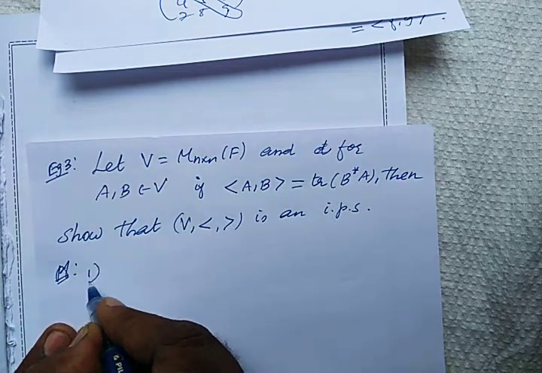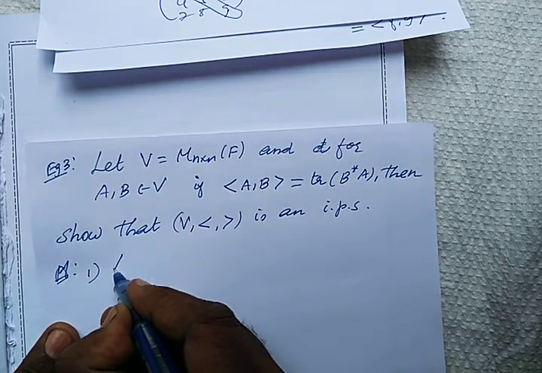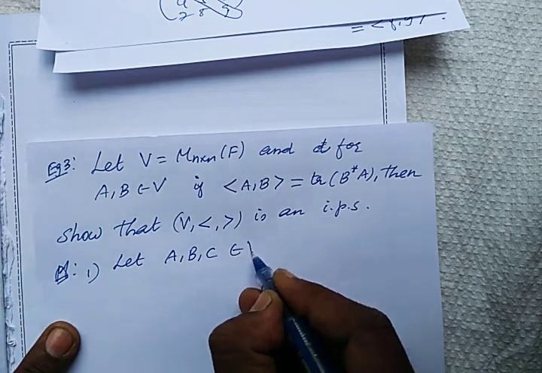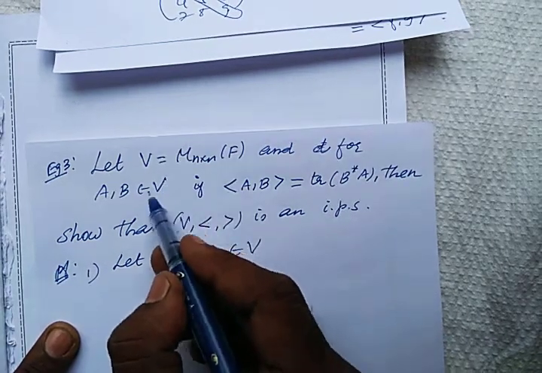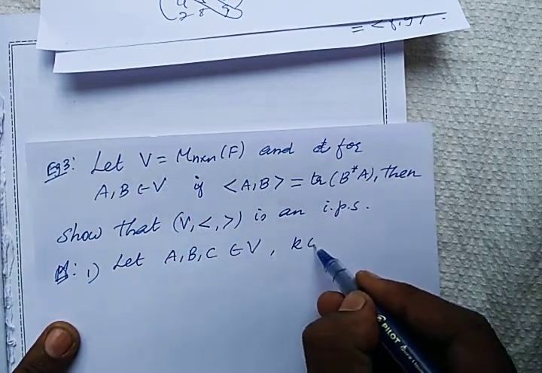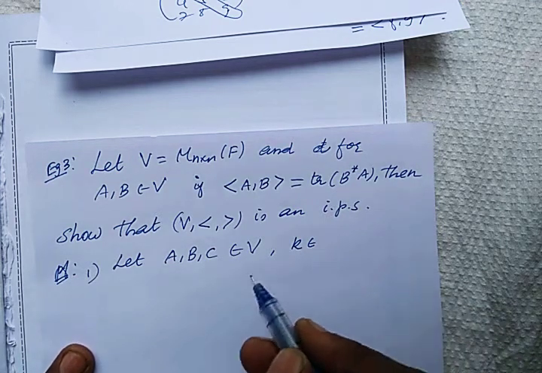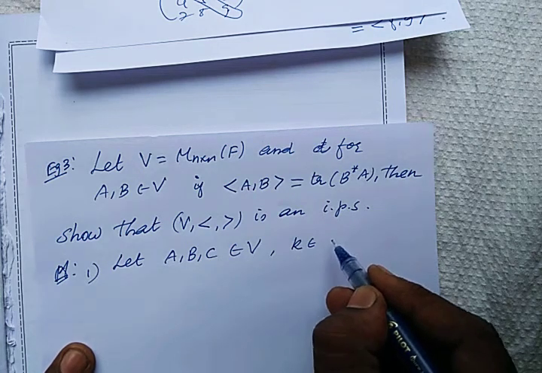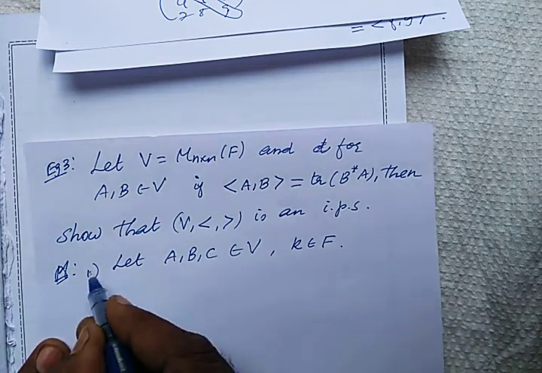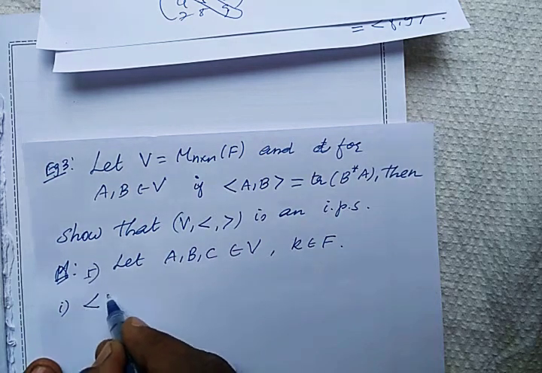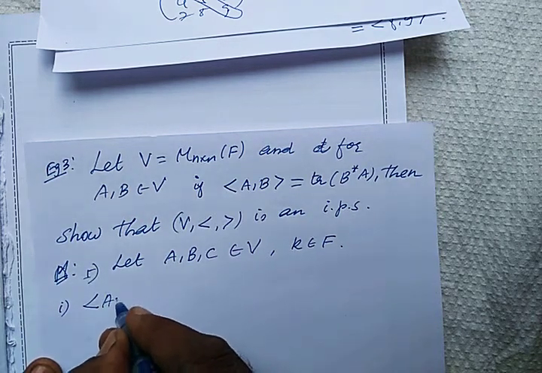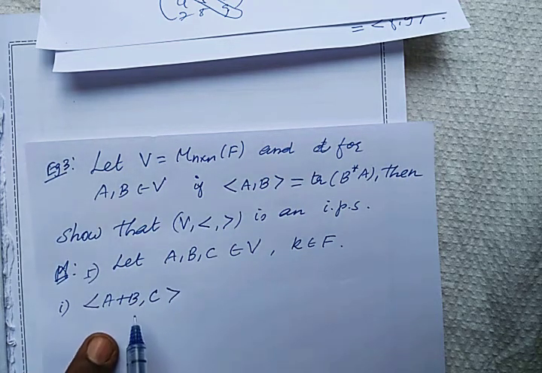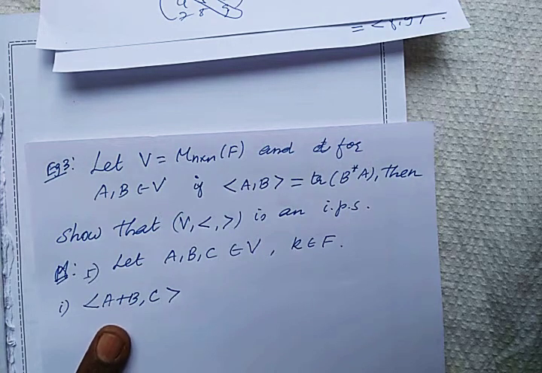The first condition is, before that, take three matrices A, B, C from the vector space, the three n by n matrices, and a scalar. Instead of C, already we have used capital C, so instead of that scalar C, I am using k from the field F. What is the first condition we have to show? Inner product of A plus B comma C. We have to show that the addition in the first component can be split.